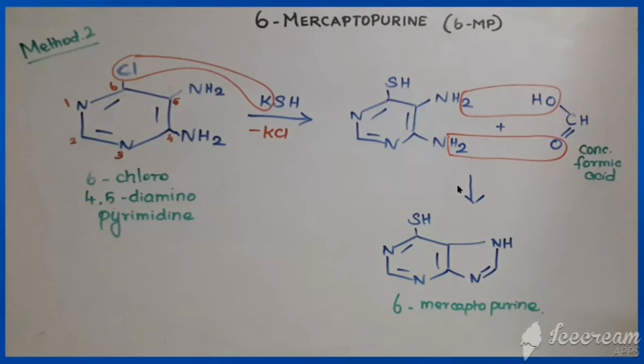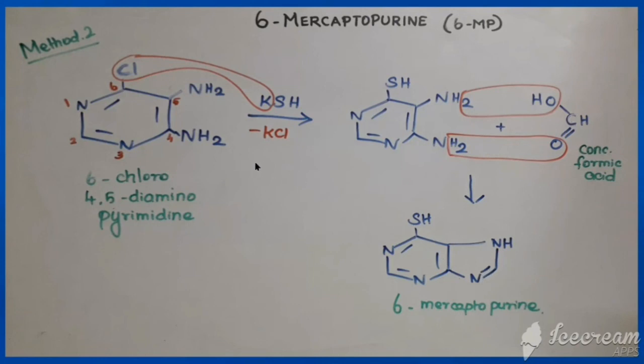On that removal, what happens? This NH is added to the carbon. That NH, this one, has to connect with the CH. So this would be CH, and the double bond connects carbon and nitrogen, this nitrogen with this carbon. So that's all, and we get mercaptopurine.